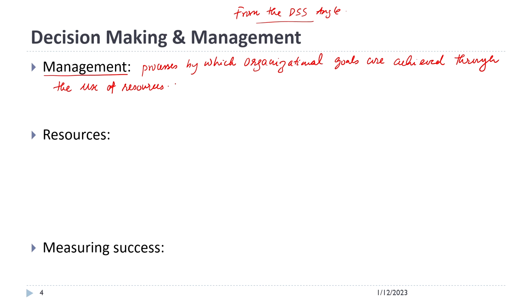Okay. For us in this course, how do you achieve organizational goals? You are achieving organizational goals through the use of resources. And how do you use the resources? There are set processes by which it allows you to use the resources. So, what are these resources?